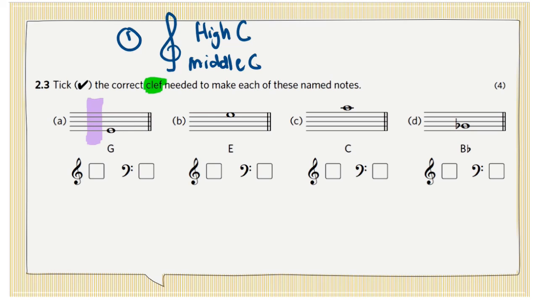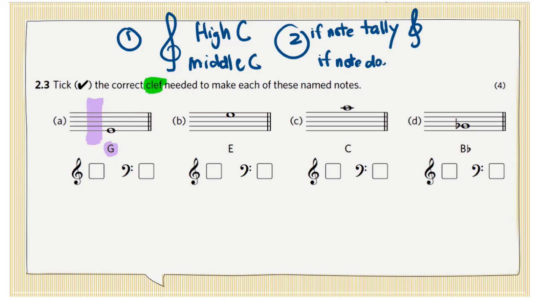Then you go and read the note. If the note tallies with the letter that's written at the bottom over here, the G over here, it means your answer is treble clef. If the note does not tally, it means your answer will be the bass clef. Just be very careful when you're reading notes.